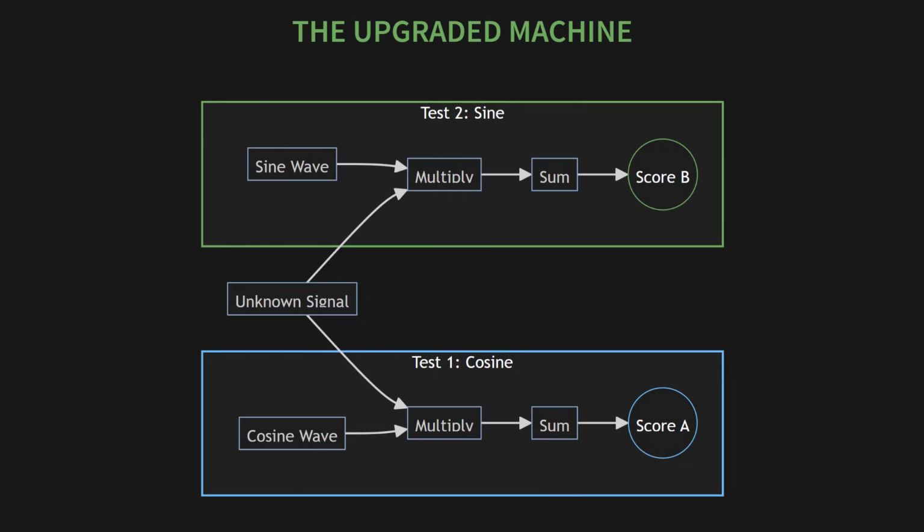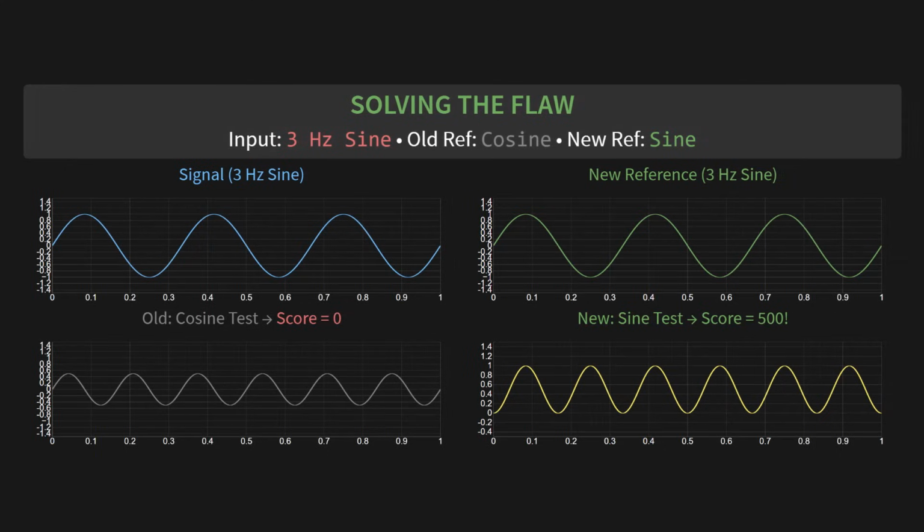Let's put this to the test. Let's solve the flaw from the last chapter. Remember our failing input? A 3 Hz sine wave.